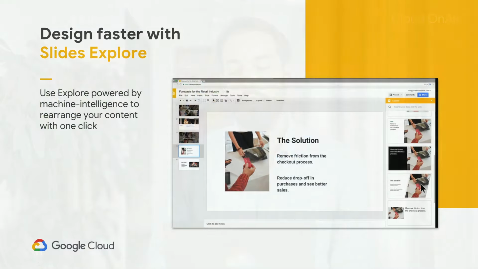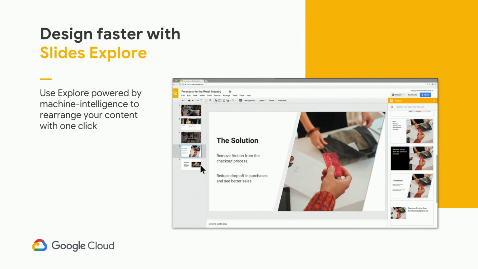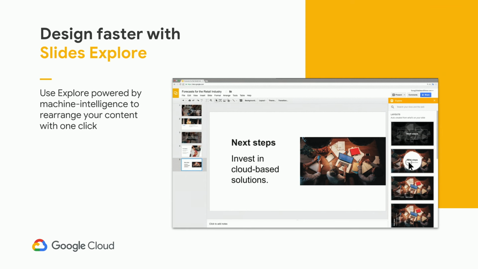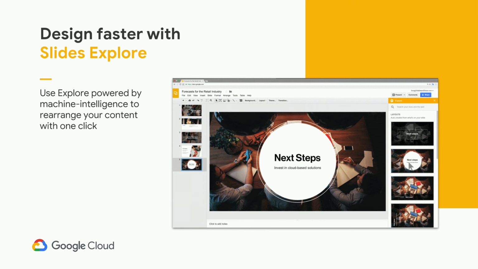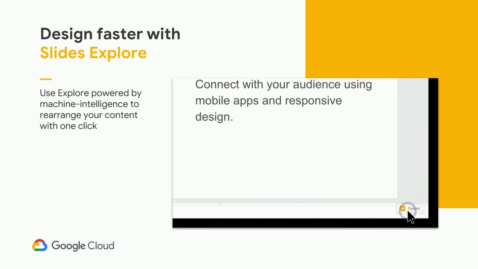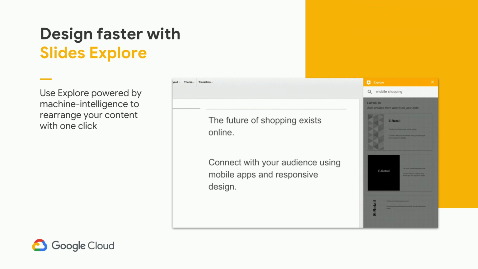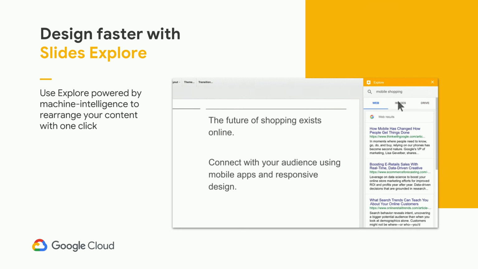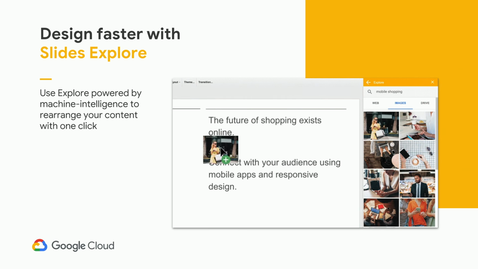As you and your collaborators add content, you will likely need to rearrange the layout of your slides. With the power of machine intelligence, we built the Explore feature in Slides so you can just drop your content on a slide, and with a couple of clicks, you'll have slides that look so good people will think you hired a design agency for them.